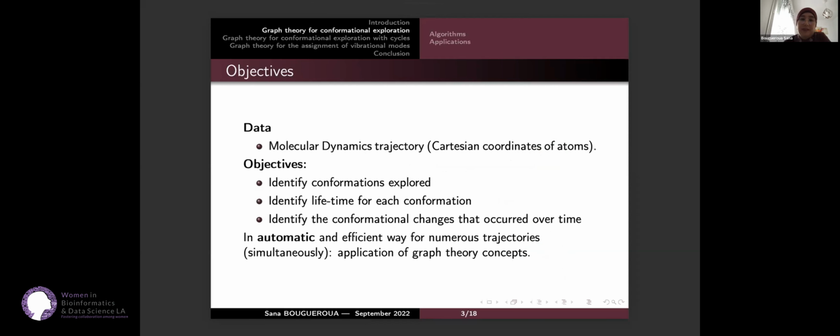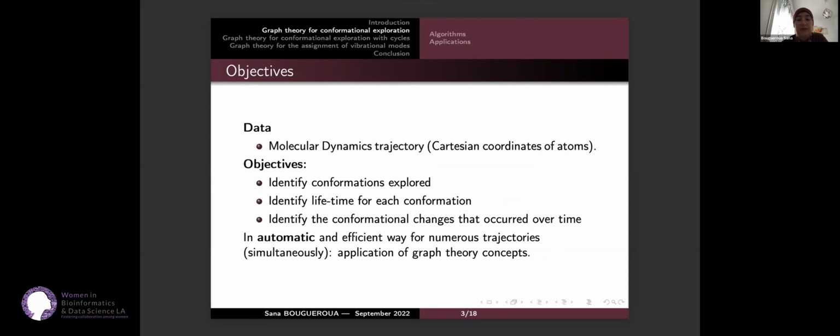So the first application of graph theory is the conformational search. Here, what we want to do is start from a molecular dynamics trajectory. As you know, in molecular dynamics, we can explore one or more trajectories depending on the temperature and the parameters that we put in the system and the duration of the simulation.